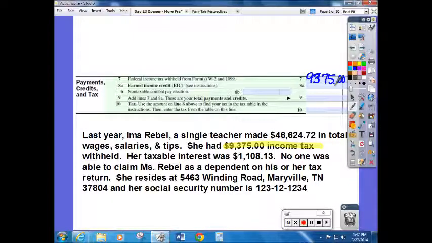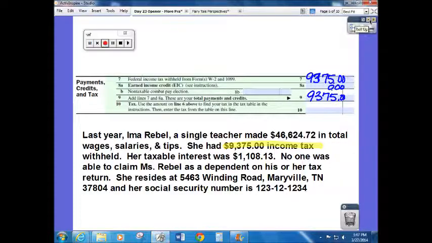Earned income credit. Because I told you so, it's going to be 0. And line 9, add lines 7 and 8A. That's your total payments and credits. $9,375. Okay, line 10 is where it gets fun. It says tax. Use the amount on line 6 above to find your tax in the tax table in the instruction. Then enter the tax from the table on this line.